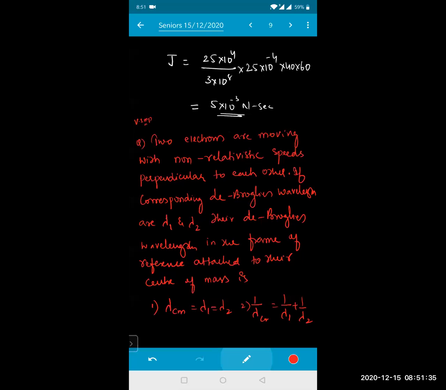Anyone? Two electrons are moving with non-relativistic speeds perpendicular to each other. If the corresponding de Broglie wavelengths are lambda 1 and lambda 2, the de Broglie wavelength in the frame of reference attached to their center of mass will be equal to how much?